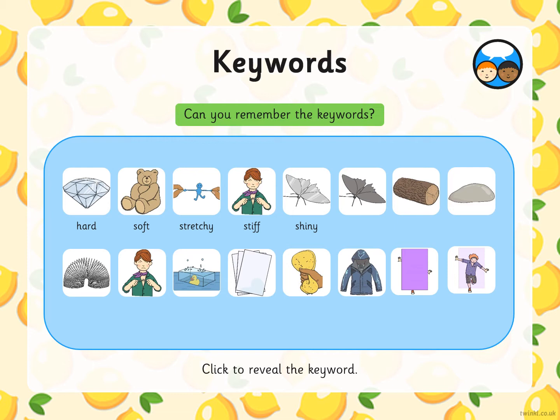Look at this one. It's not that shiny. So what's the opposite of shiny? Dull. Look at this log. When you touch it, does it feel smooth or hard? Well done. It feels quite hard and rough at the same time. But the opposite of rough, look at this pebble, this rock. It feels really smooth.